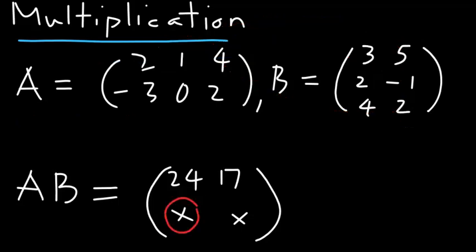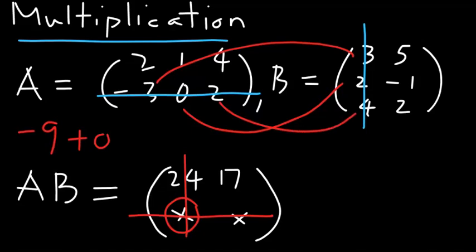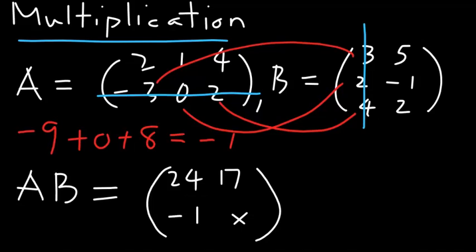What about this element? It occupies the second row and the first column. So that means we have to take row number 2 of matrix A and multiply that with column number 1 of matrix B. So that means minus 3 times 3, that's minus 9, plus 0 times 2, that is 0, plus 2 times 4, and that is 8, and we get minus 1. So there you go, we get minus 1.